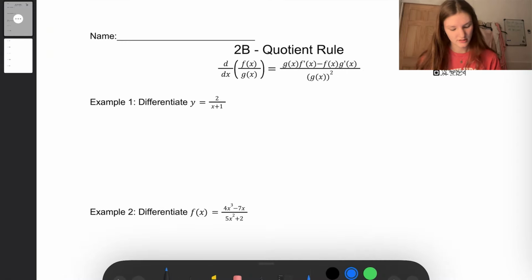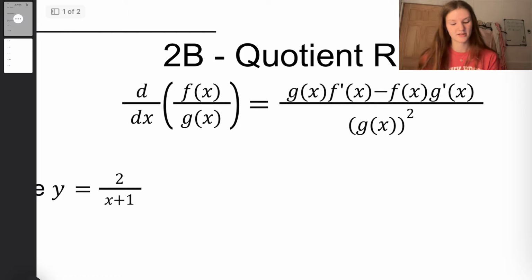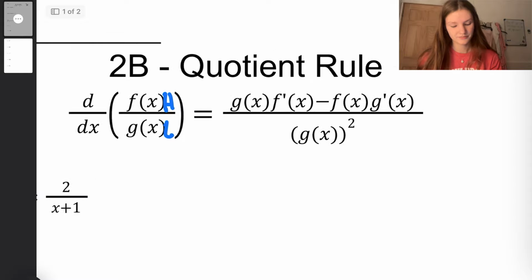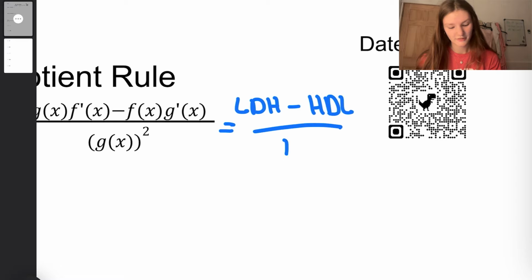So this equation, there's no other way to go around it besides memorizing, but don't memorize this yet because I'll give you a little something different. First you're going to identify the low, the denominator, and the high, which is the numerator. So this is going to be the high, this is going to be the low. We're going to rewrite this equation as low d high minus high d low over low squared. That's so much easier to remember.